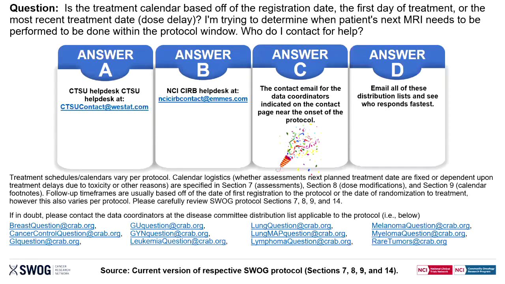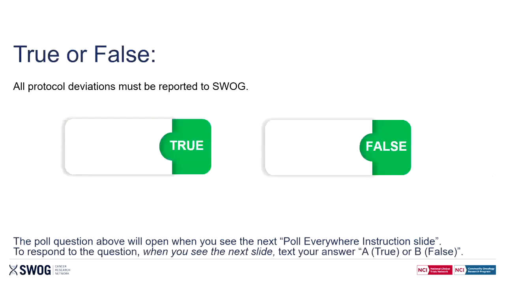Please carefully review the SWOG protocol sections 7, 8, 9, and 14. And again, due to the complexity of SWOG protocols and how far they've come, we have very few flat answers anymore, and it is protocol dependent. So even if one rule applies to one of your studies, you're going to want to contact your data coordinator and make sure the same rule applies to the other study, even within the same disease site.